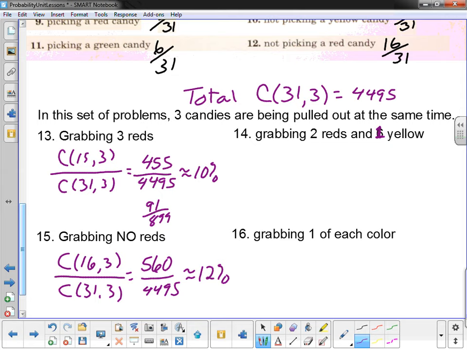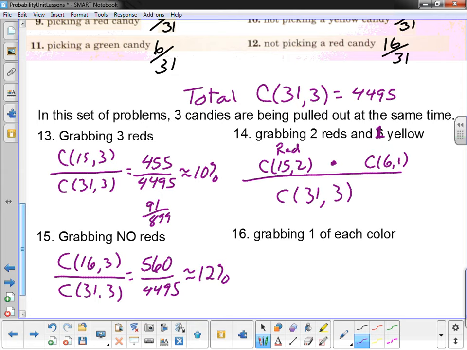So how many ways can I get the 2 reds? That's a combination of 15 of them, taking 2 out at a time. And the yellow is the combination of all 6 of them, taking 1 out at a time. Then I multiply those two quantities together, and put that over the whole 31 comma 3. Notice that the two numbers at the end of our parentheses have to add up to the number on the bottom as well. I can only take the same total number of candies. That's what we want to make sure we match up there.